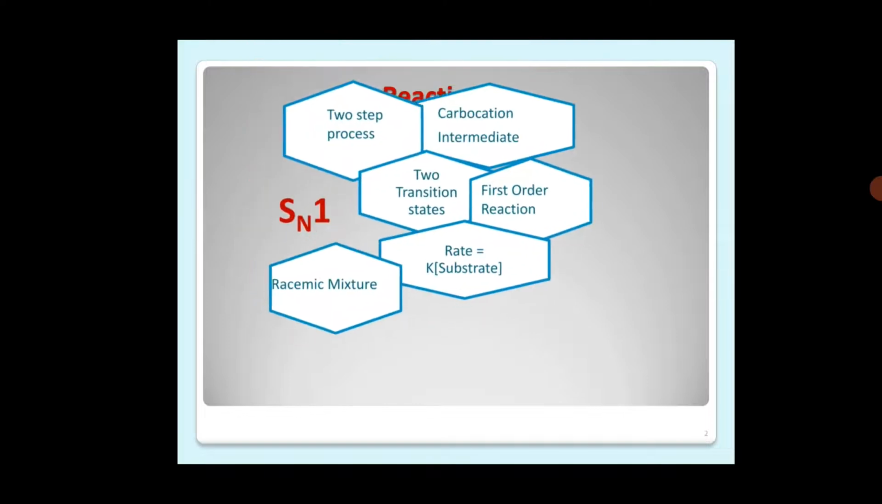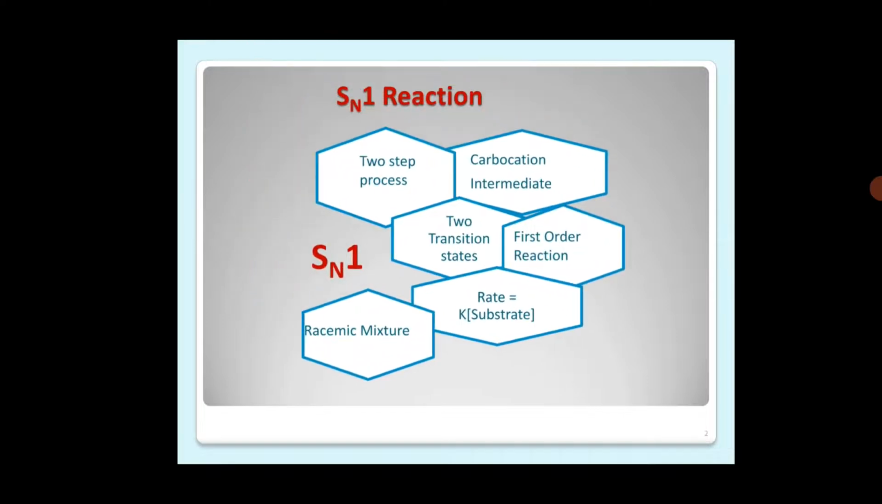SN1 reaction is a two-step process leading to the formation of a carbocationic intermediate, which finally leads to the product. The rate of the reaction is only dependent on the concentration of the substrate, and therefore the reaction is called first order reaction. SN1 reaction gives a racemic mixture, and the rate of the reaction is of the order tertiary greater than secondary greater than primary.